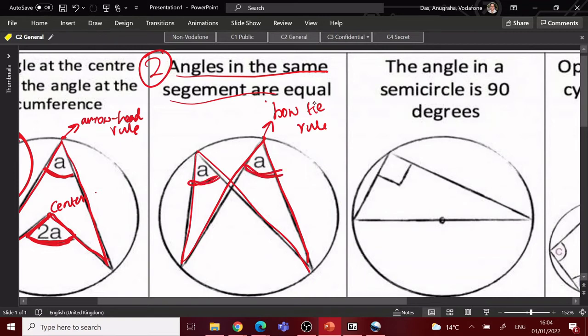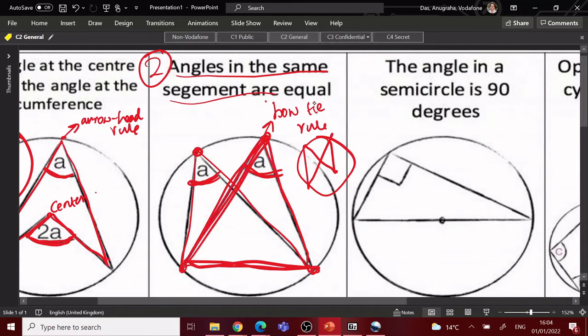But you need to keep in mind that all the 4 corners of this shape need to be on the circumference. So if you have a shape like this, where the 4th one doesn't touch the circumference, you cannot use this rule. Always keep in mind all 4 points need to be on the circumference of the circle, and you have these 2 angles which are the same. When they say the same segment, they mean like this. You have 2 triangles going from the same segment, so they are equal.